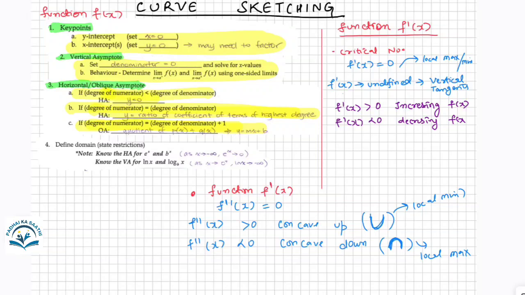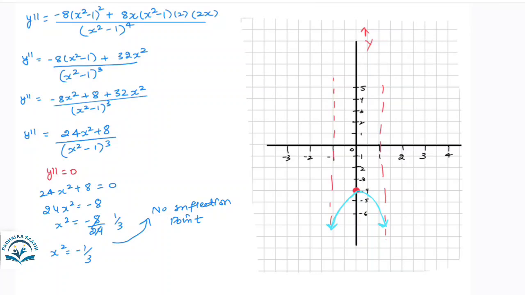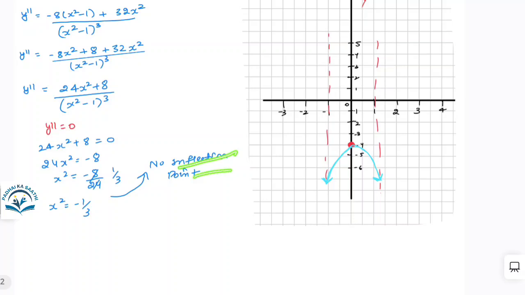So let's do it in our equation. I have taken the second derivative here. You can see the second derivative. Now the next step is to put the second derivative equal to 0 and find the value of x. Putting it equal to 0, you will get x square is equal to minus 1 by 3. So x is equal to root of minus 1 by 3. A negative is never under the root. It means you get no value of x there, so there will be no point of inflection.